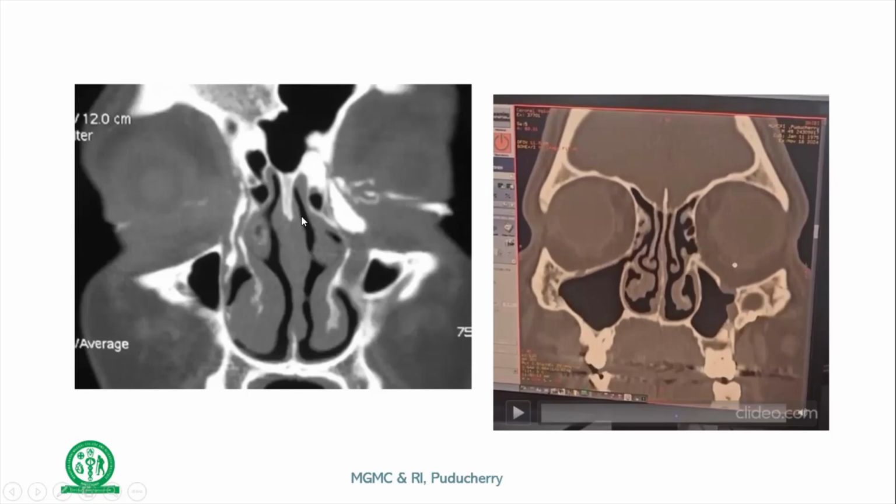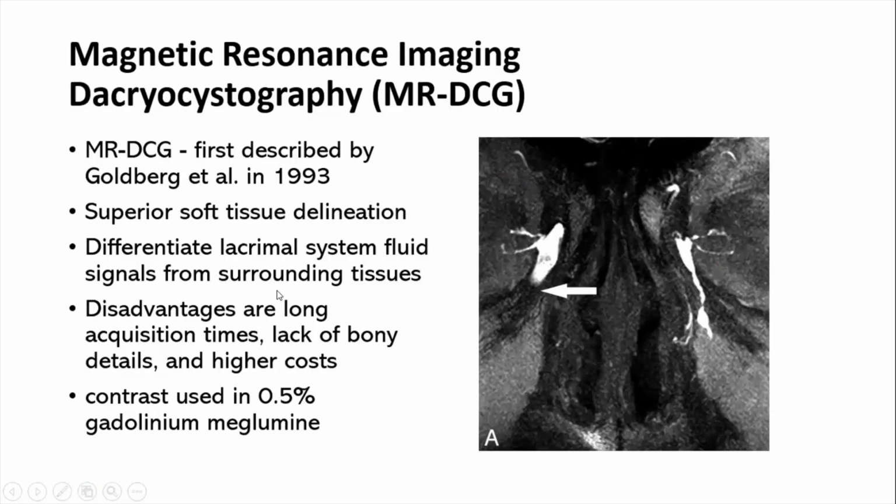In MR-DCG, of course, the advantage is superior soft tissue delineation, and it can even differentiate the lacrimal sac from the surrounding structures. But because of the longer acquisition time and poor bony details, it is not of much use.